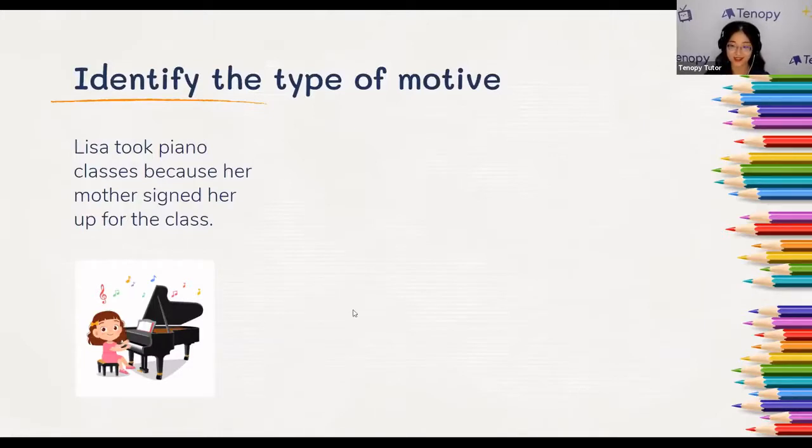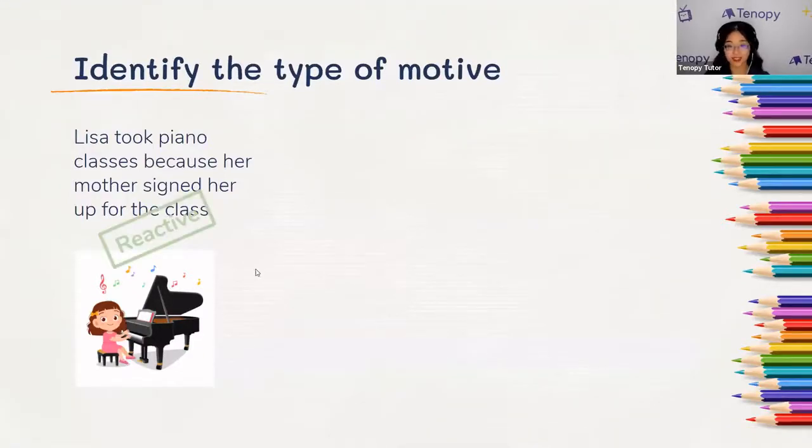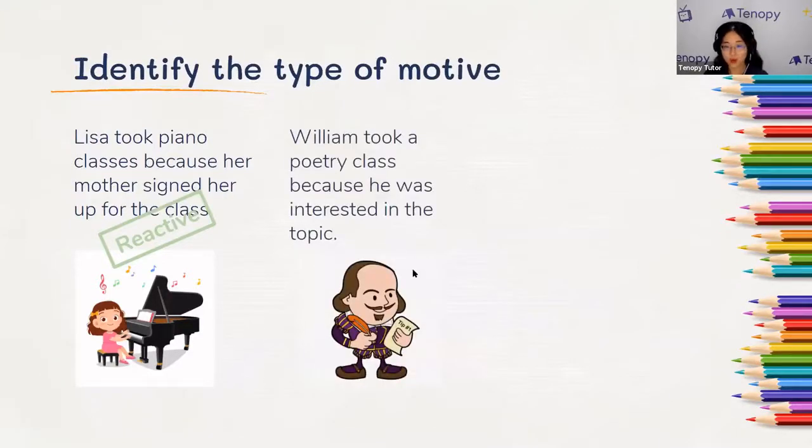So therefore, this action would be active or reactive? Reactive. Perfect. Reactive, because the action of Lisa's mother signing her up for the class comes first. It's only after she was signed up for the class that she went to the class. Does that make sense? What about this one? William took a poetry class because he was interested in the topic. Active or reactive?